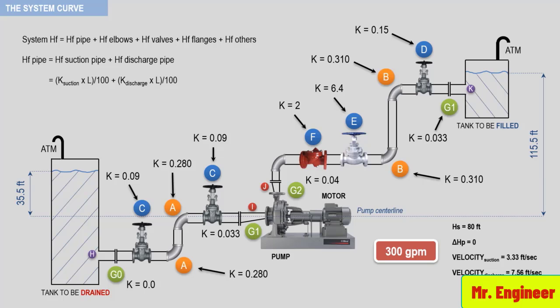So here, substituting for the known values, we then have the following for the friction head in the pipe. So roughly 2.9 feet.